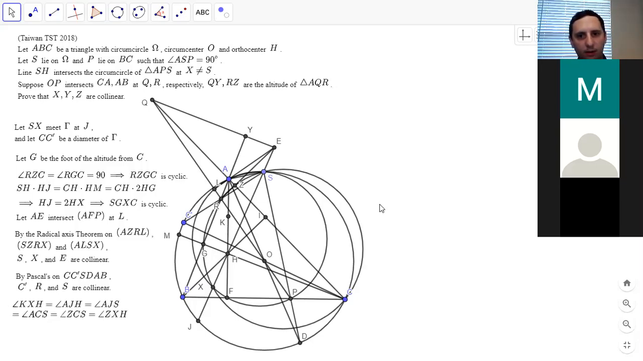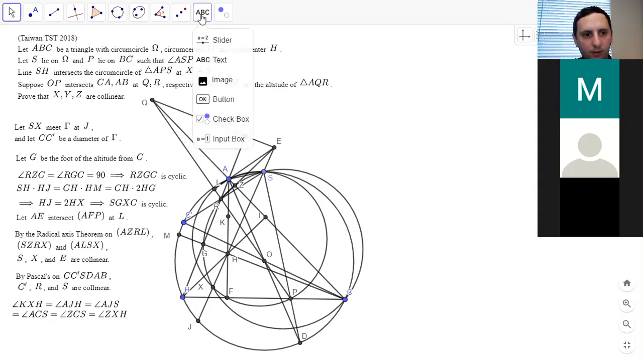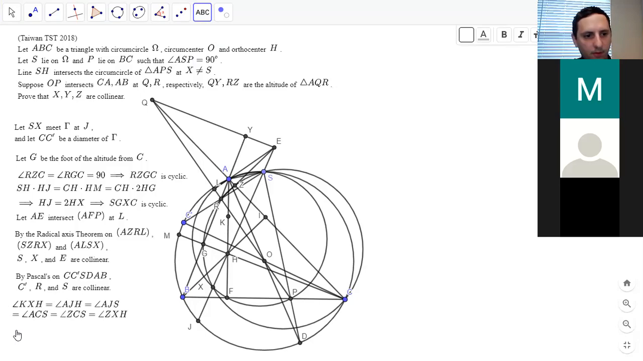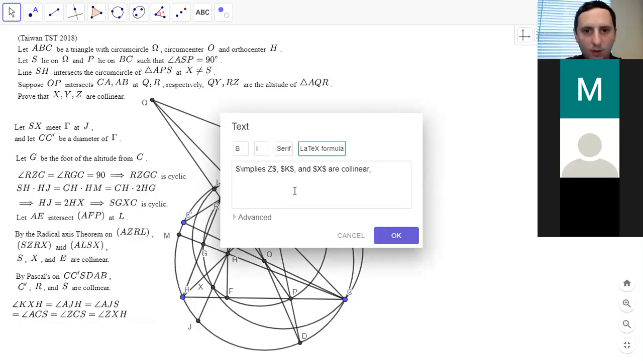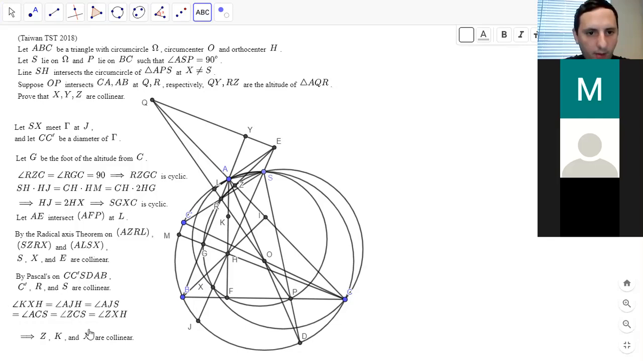And then, okay, so this means that Z, K, and X are collinear. And then how do we show Y, Z, and X are collinear? Like, I think we're still missing something, right? So Z, K, and X are collinear. Oh, by the same argument, Y, K, and X are collinear, right? So it's kind of a symmetric argument.